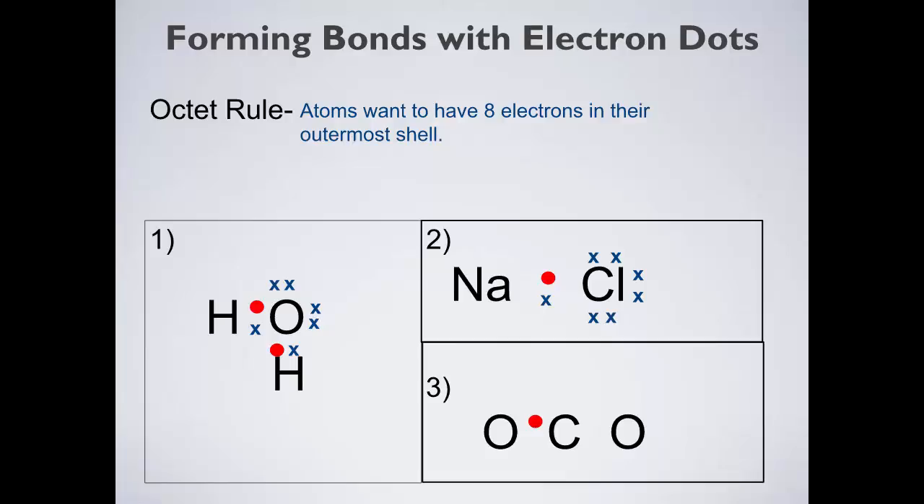Carbon and oxygen. Carbon has 4 electrons. So what's it looking for? 4 more. Okay, and it can get those by sharing with 2 oxygens. The 2 oxygens share 2 electrons with each carbon. And what do we have? CO2. Carbon dioxide.